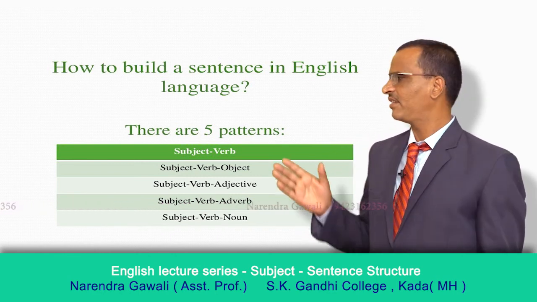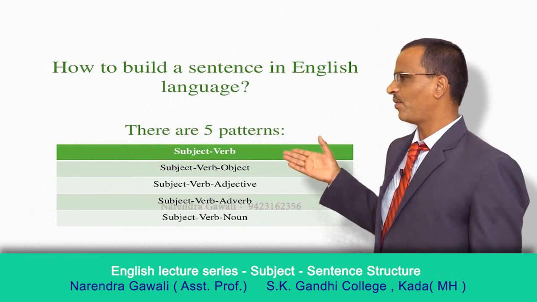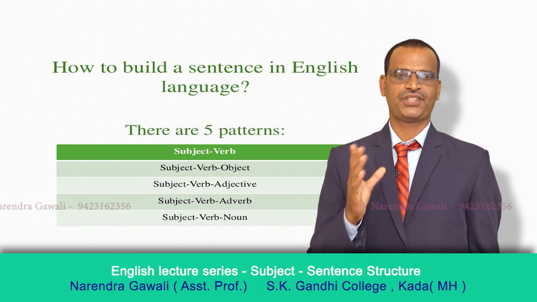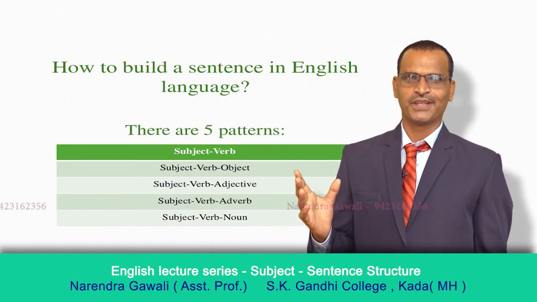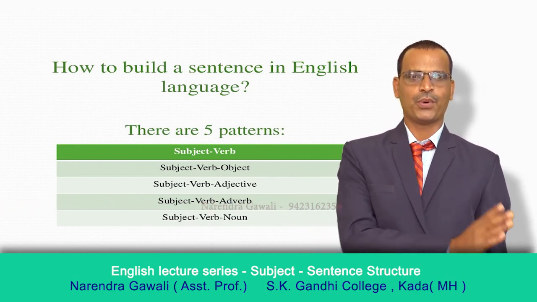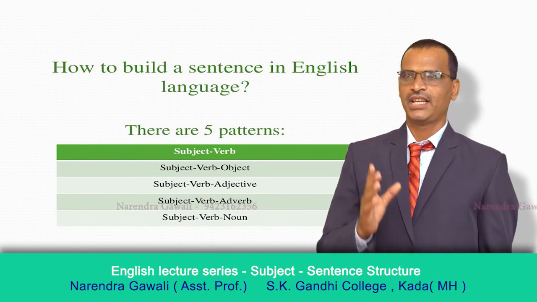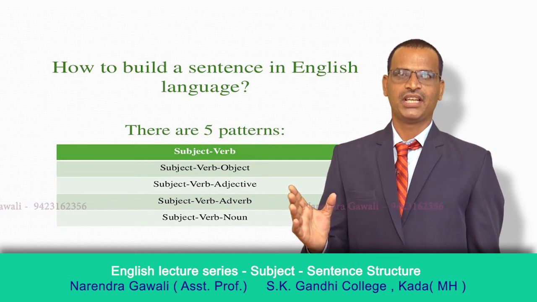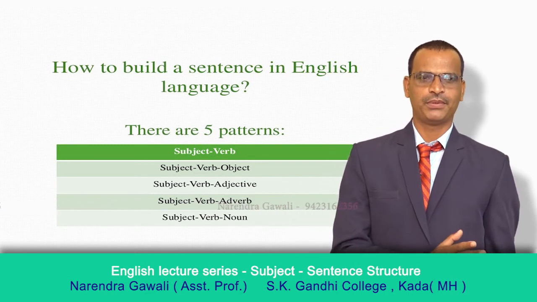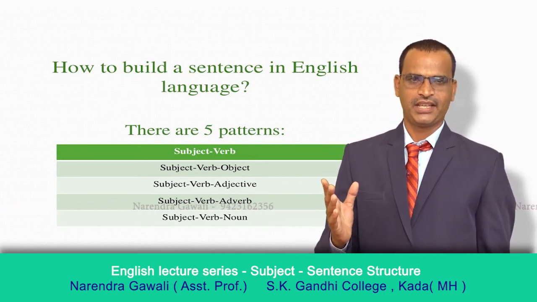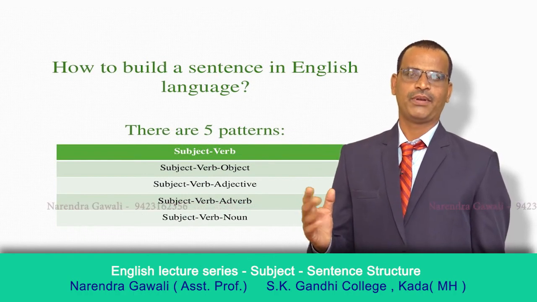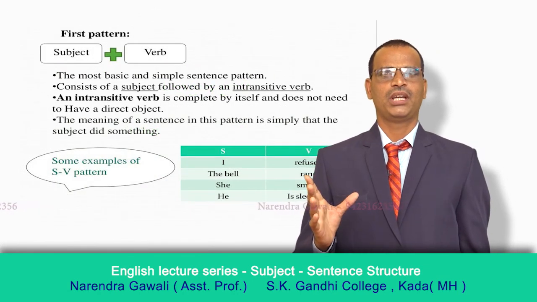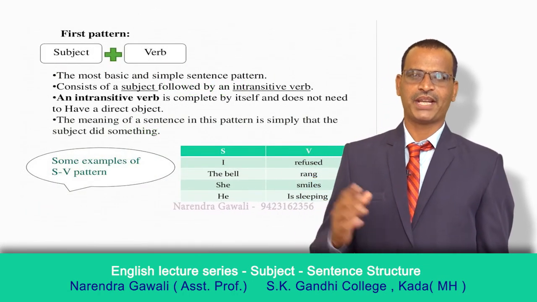Basically, these are the 5 patterns of sentence structure in English. The first basic common structure is subject and verb. Second one is subject verb object. Third one is subject verb adverb. Then next one is subject verb and noun. These are the 5 patterns. So we look one by one at all these patterns.